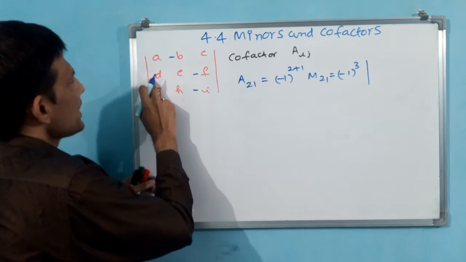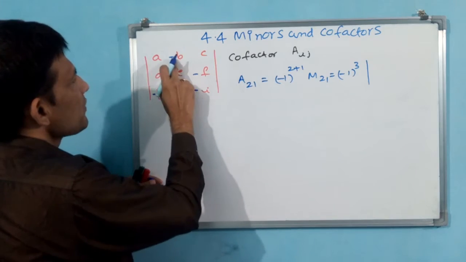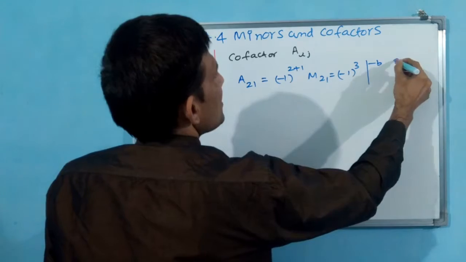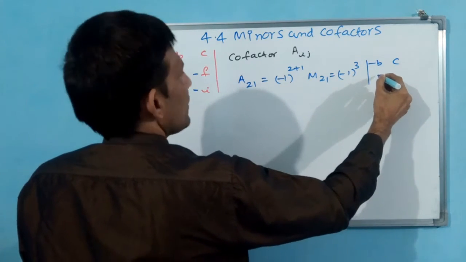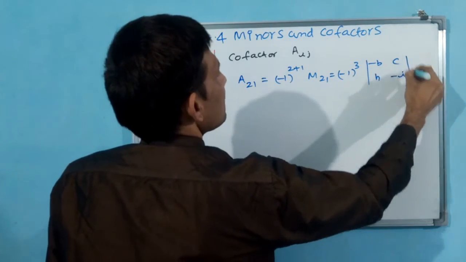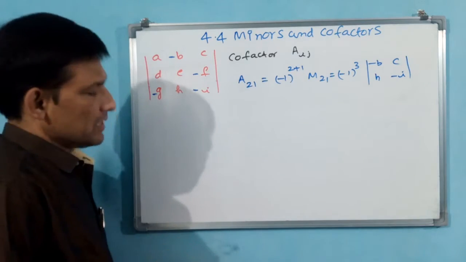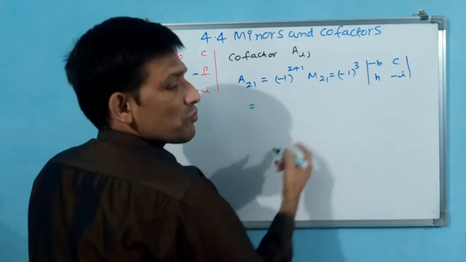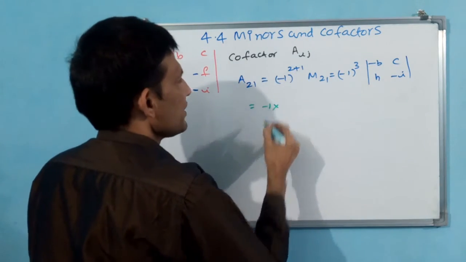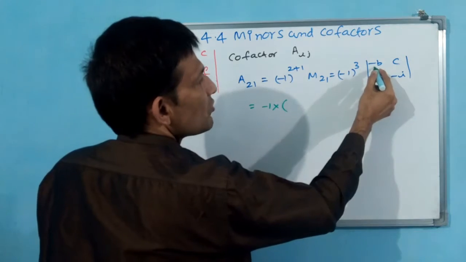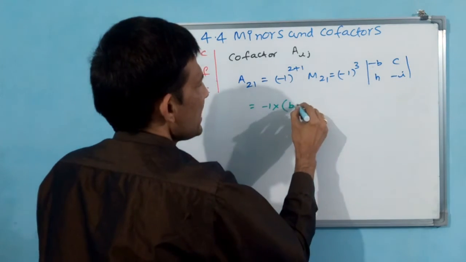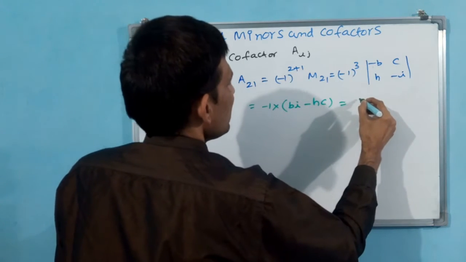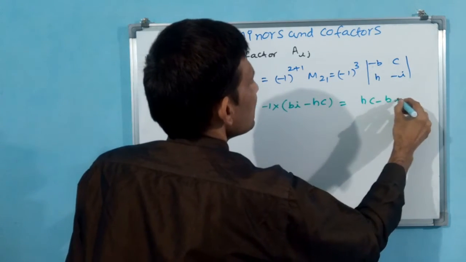Now, second row, first column, if I close it, automatically B, C, H, I will be there. Now expand this. Why? Because you know, minus 1 cube means what? Minus 1 only. Minus 1 into, now you see, minus into minus plus Bi minus Hc. That means you can write Hc minus Bi.